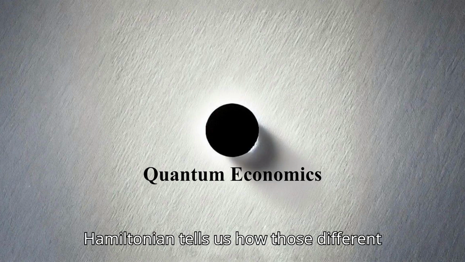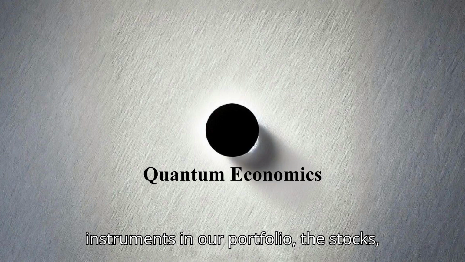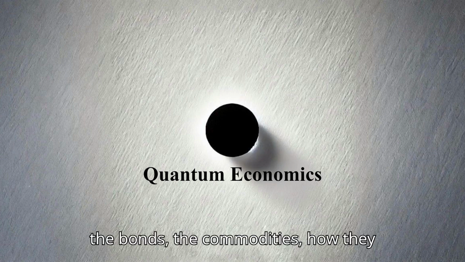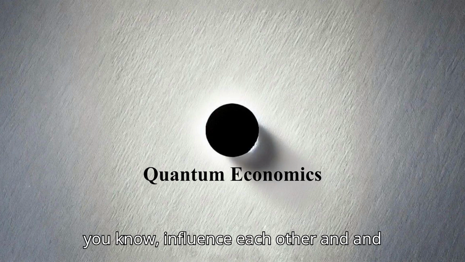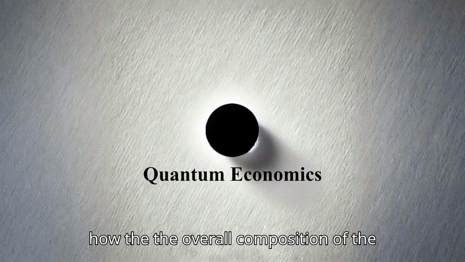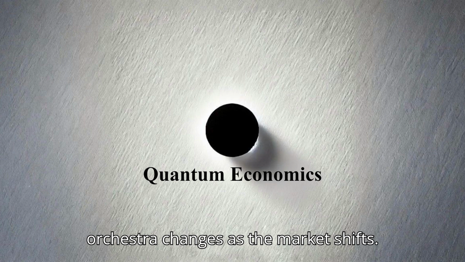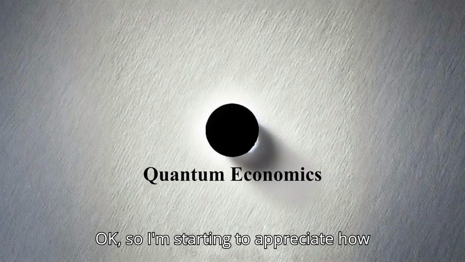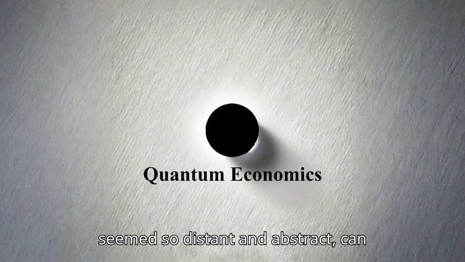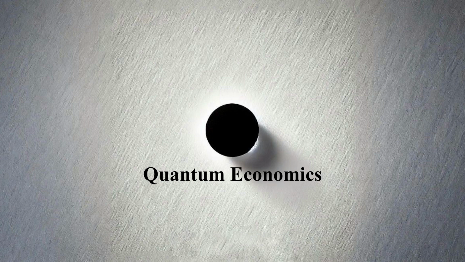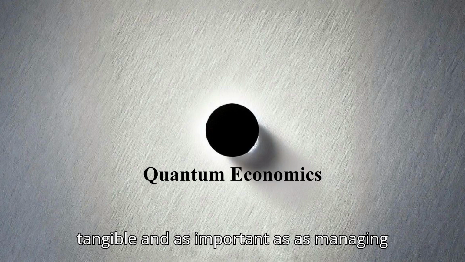Exactly. The Hamiltonian tells us how those different instruments in our portfolio, the stocks, the bonds, the commodities, how they harmonize or clash, how their movements influence each other, and how the overall composition of the orchestra changes as the market shifts. Okay, so I'm starting to appreciate how these concepts, which seemed so distant and abstract, can actually be applied to something as tangible and as important as managing my money.